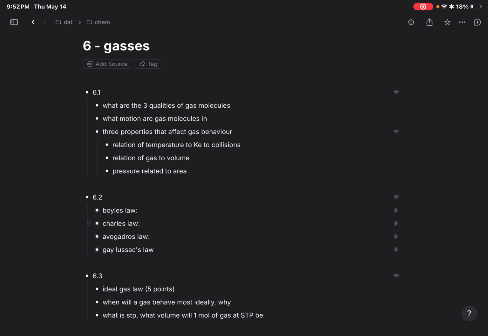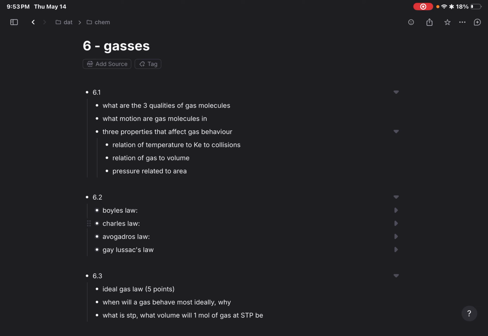Then Avogadro's law has moles in it. It's n and V. Moles are directly proportional to volume. If you have more moles of a substance, you can have higher volume.